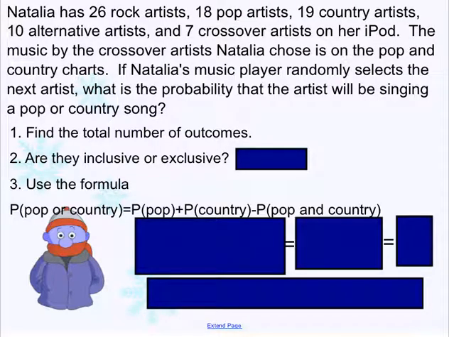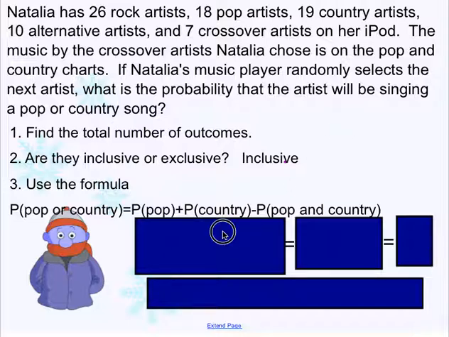All right, Natalia has 26 rock artists, 18 pop artists, 19 country, 10 alternative, and 7 crossover. The crossover artists are pop and country. If Natalia's music player randomly selects the next artist, what's the probability that the artist will be singing pop or country? So is this inclusive or exclusive? Well, since we have those crossover artists, we say that this is inclusive. So we need to do this pop plus country minus the pop and country.